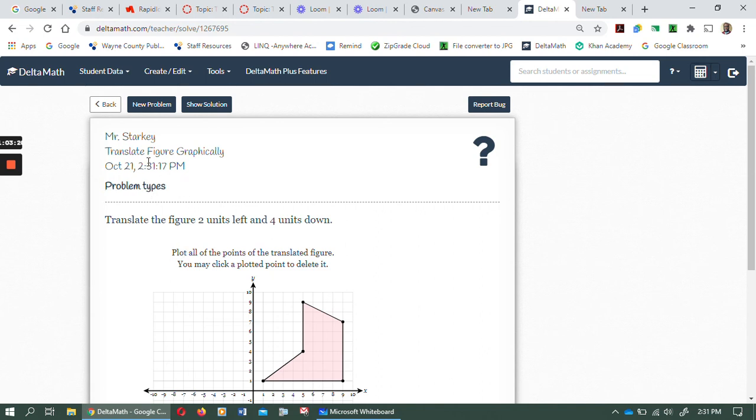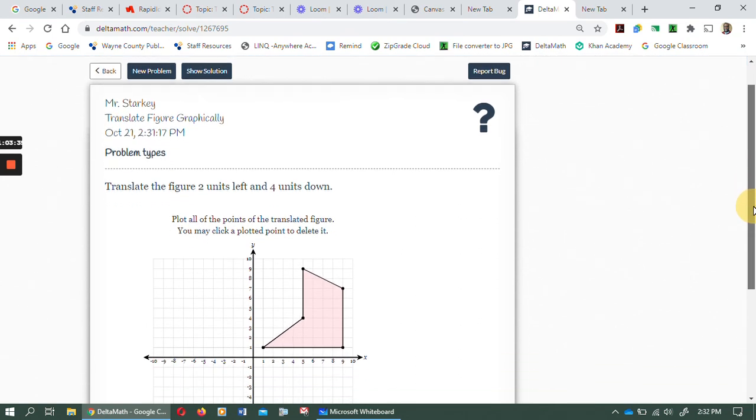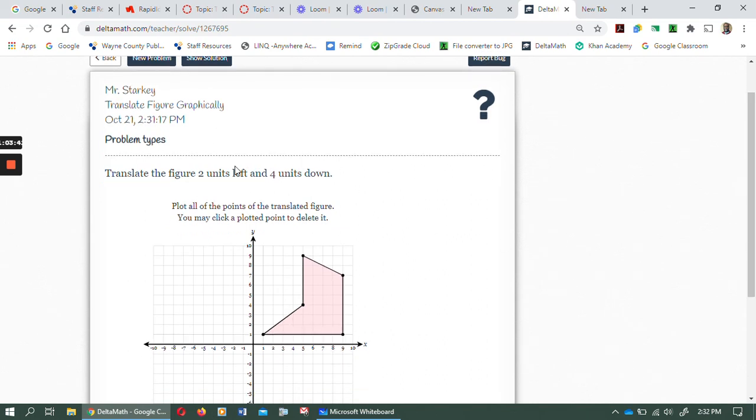Okay, so guys, this is how one of the assignments that you're going to need to do on Delta Math for today's lesson will look. And again, I'm talking to my students who are enrolled in my class at our school. They say here, translate the figure 2 units left and 4 units down. In this assignment, they're not using function notation, but again, they want you to translate.